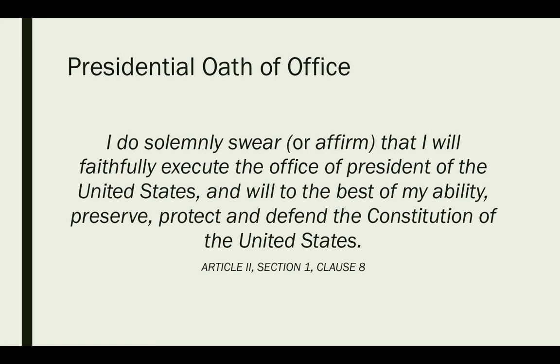The president also can grant pardons. Now, a pardon excuses you from a crime, but I don't want you to think that the president is pardoning people from parking tickets. That's not happening. A presidential pardon would be for a federal crime.